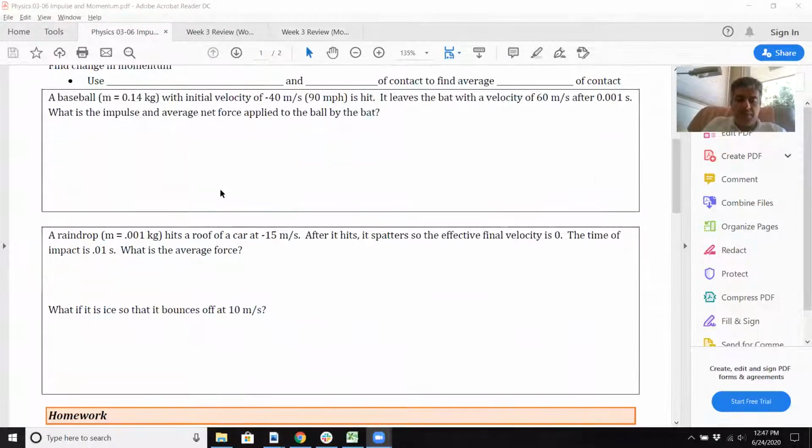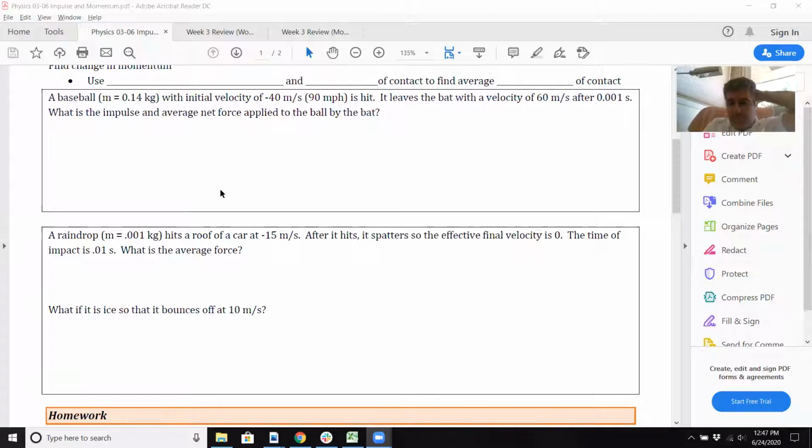So let's do these two examples here. I think these are pretty simple to work out. So baseball, that mass with initial velocity of negative 40 meters per second, 90 miles per hour. It's hit, so it's coming at you, right? So you kind of consider it to be a negative velocity. And then, of course, you hit the ball, and it goes the other direction, right? So remember, velocity always has direction involved. So you hit the ball, the ball leaves the bat with velocity 6 meters per second. So usually it's going to be faster.